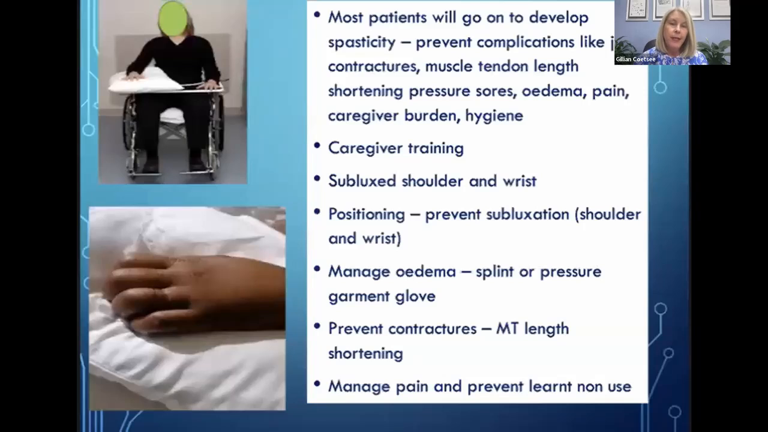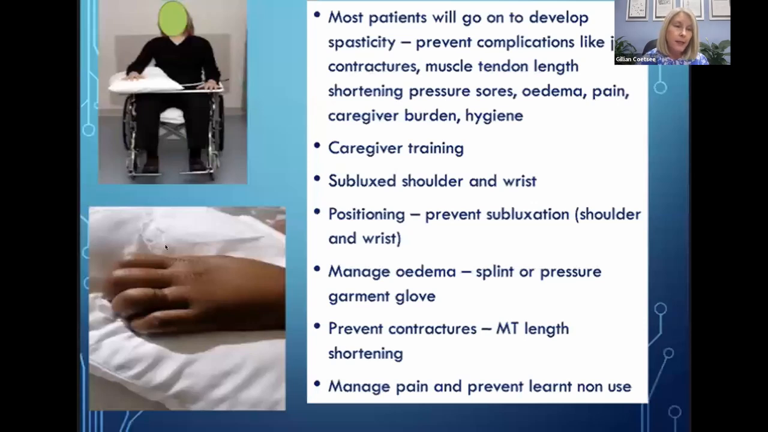We look a bit more specifically at flaccidity, is that most of our patients will go on to develop spasticity. And as we've said, we need to prevent complications from occurring. We also in this stage would concentrate on caregiver training because it's quite difficult to manage somebody who doesn't have a lot of tone, and to make sure that we're not either exacerbating or causing a subluxed shoulder and wrist. So we would look at positioning to prevent the subluxation. We would also manage edema, either with a splint or with a pressure garment glove.